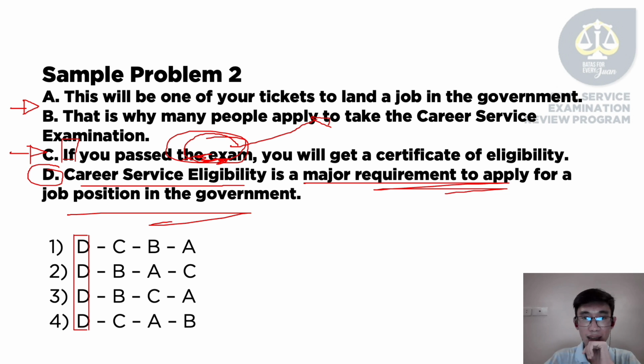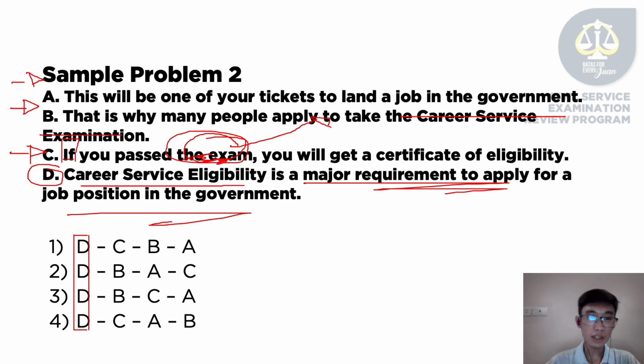First time binanggit ang career service examination. Di ba? And then the next sentence is the exam. So ibig sabihin, di ba? It's talking about a term that was na sinabi na. So it talks about the career service examination. So that is why C is now my third sentence. No? And finally, my last sentence is letter A. Okay? So that's my initial answer.